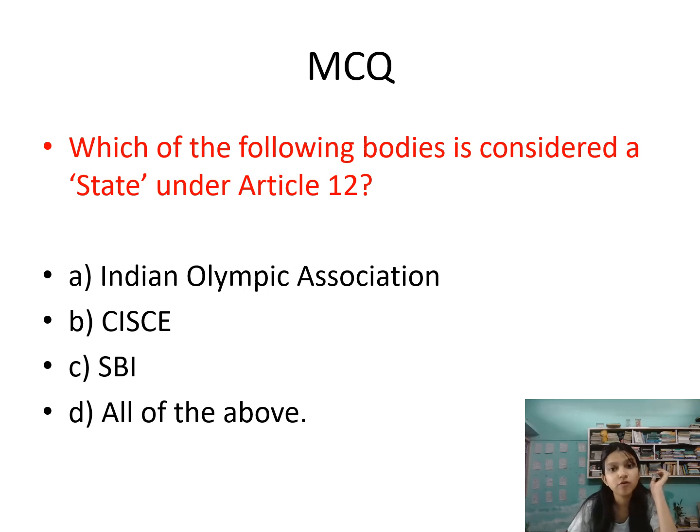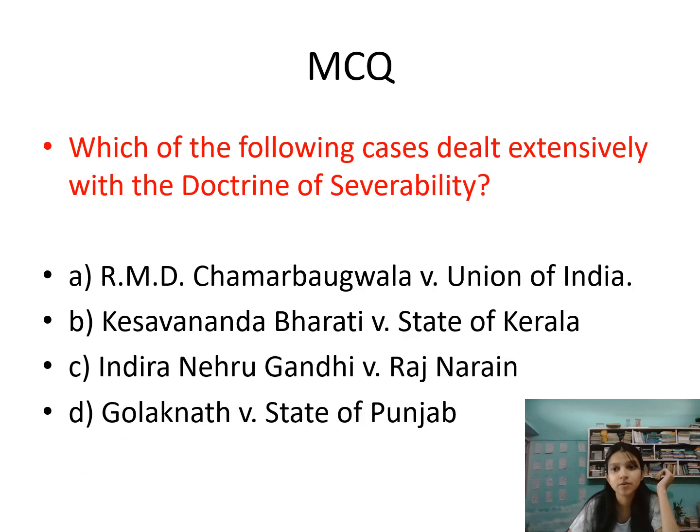The next question we have: which of the following bodies is considered a state under Article 12? Indian Olympic Association, CIC, SBI, or all of the above. Again, I'm saying Article 12 defines what a state is, and what the essential ingredients are that should be there. In the explanation itself, many things have been listed which can become a state. So here the answer would be all of the above. The next question: which of the following cases deal extensively with the doctrine of severability? As I said, the doctrine of severability is all about RMDC, so this is the correct answer.